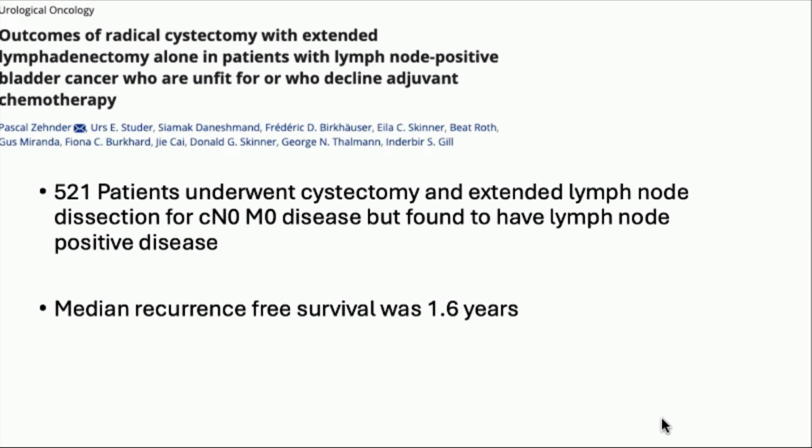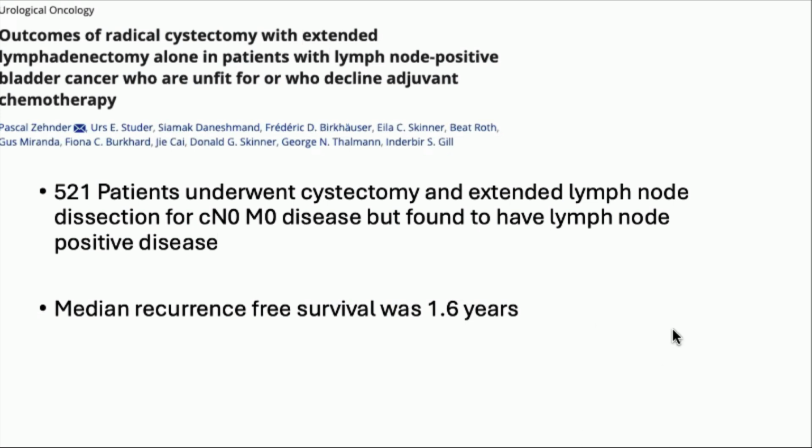And they looked at patients who underwent radical cystectomy for cN0M0 disease, but were subsequently found to have pathologically positive nodal disease. Now, this was a significantly older patient cohort with a median age of about 70, and of course, you can imagine this is why they were not eligible for adjuvant chemotherapy. None of these patients received neoadjuvant treatment and all had negative margins.